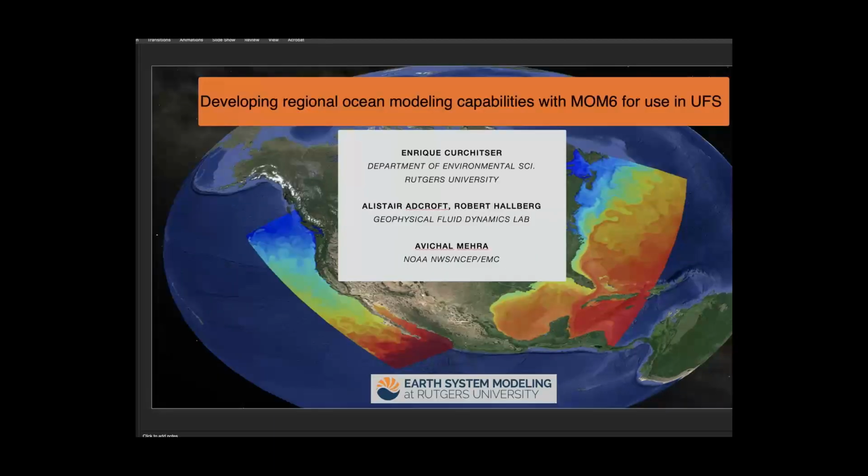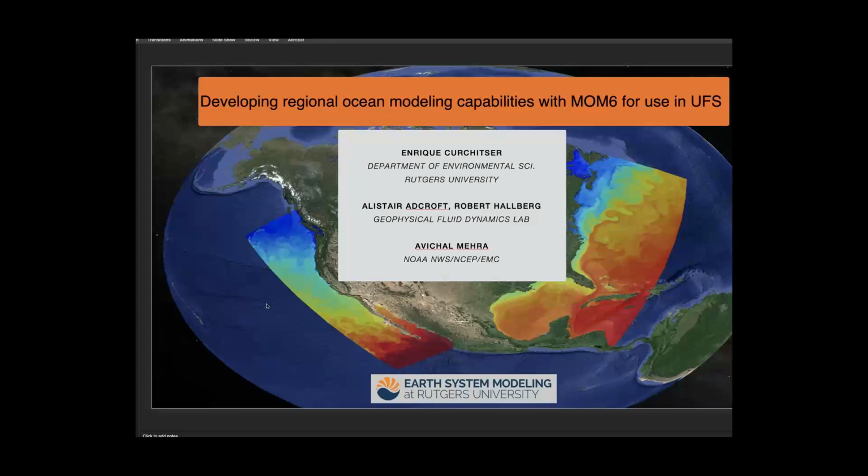Good afternoon again. Happy Earth Day again. I'm going to talk today about where we are with a project that we share with Alistair Adcroft and Bob Hallberg at GFDL and Avichal Mehra at EMC. This is a project that was funded under UFS HFIP, the Hurricane Forecast Improvement Project.